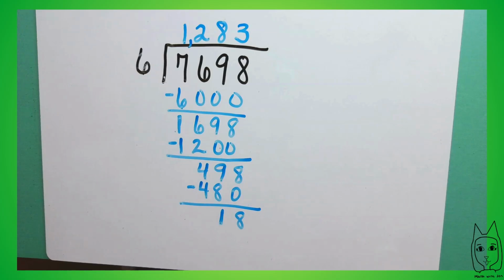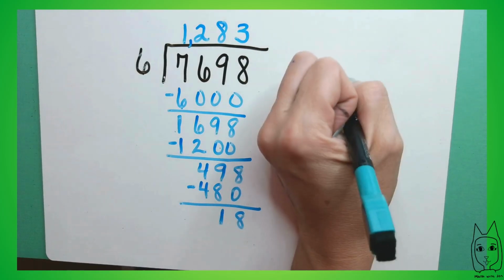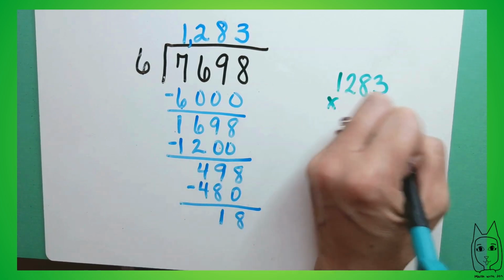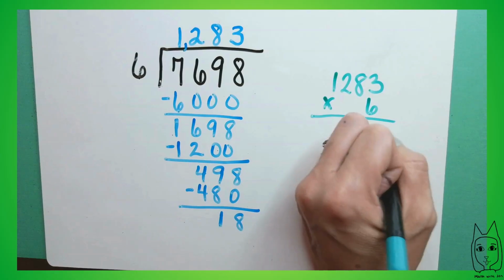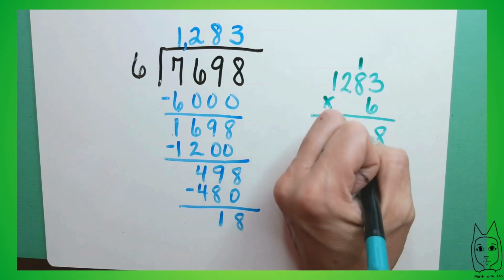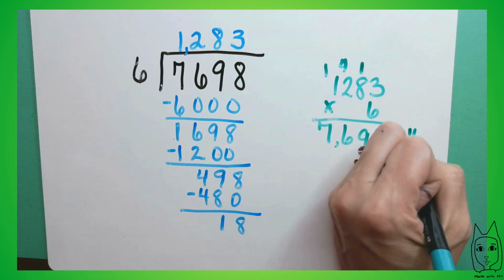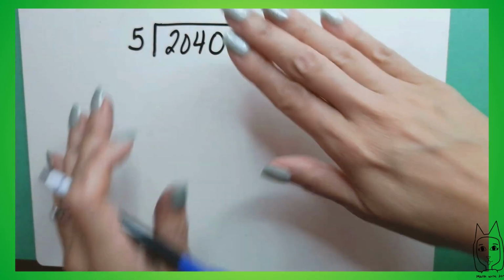1,283. I'm going to stop and I'm going to come over here and check myself. I'm going to take my answer, multiply it by what I was dividing by, and make sure that I did this problem the correct way. I can say, yes, I did it correctly. Let's do another one together.